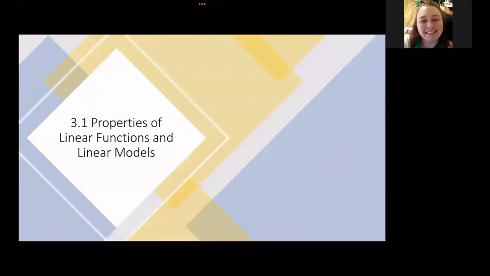Hello and welcome to Chapter 3, Section 3.1. Today we're going to do a short little lecture on properties of linear functions and how we can use these linear functions to create some models in the real world.